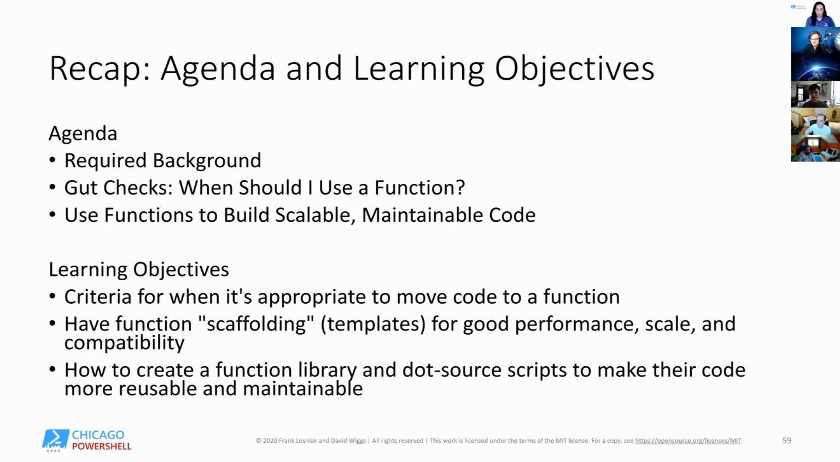So we've given you that criteria of when it's appropriate, like I mentioned. We've gone over some function scaffolds or templates. And I mentioned this earlier, but these are going to be up on my GitHub by this afternoon. So give me until about noon Central Time or so, but we'll get those uploaded shortly. And then finally, we've gone over how to create a function library, dot source scripts, and then avoid things like double dot sourcing and some of those neat techniques.